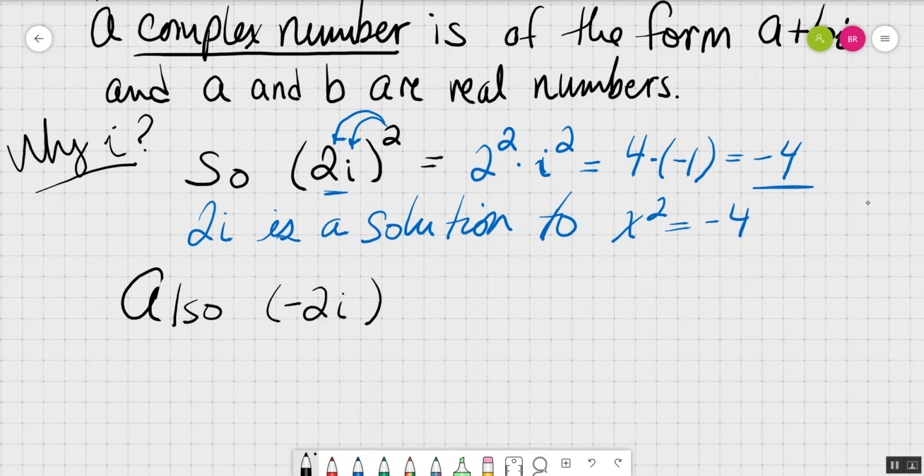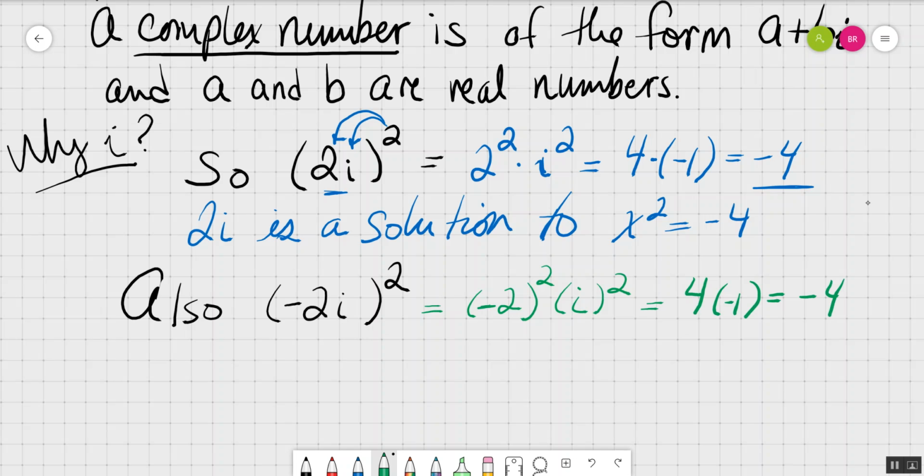-2i works. So let's square that guy. I'm going to show you this works. Let's do green for fun. So I'm going to have to square -2 and square the i. Ooh, I used way more parentheses this time. So the square of -2 is -2 times -2, which is totally a +4. And then the square of i is -1. Oh, look, it's -4, because -1 times 4 is -4. So yep, here's the second solution.